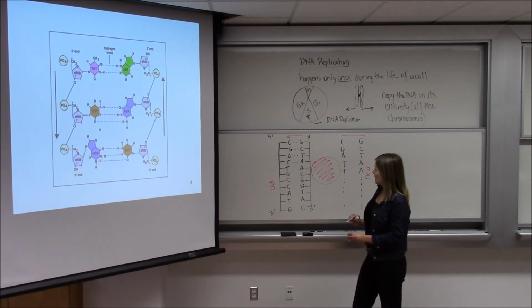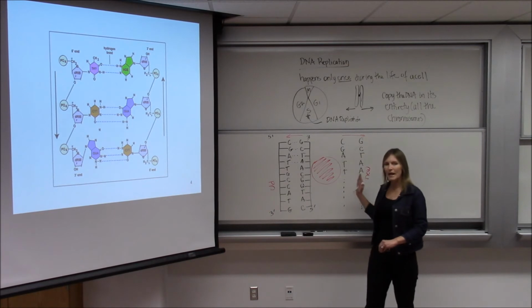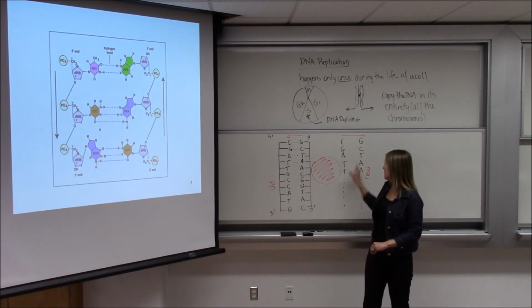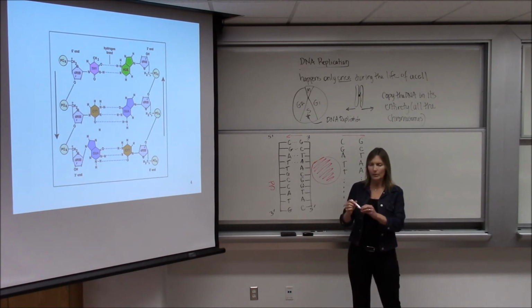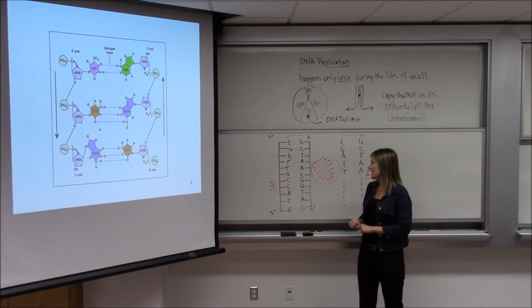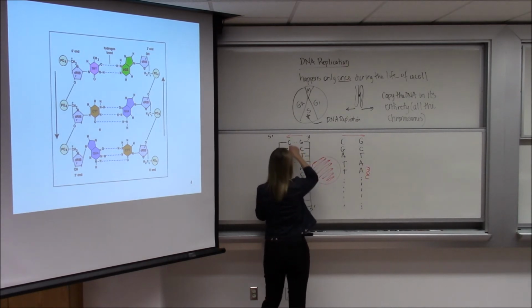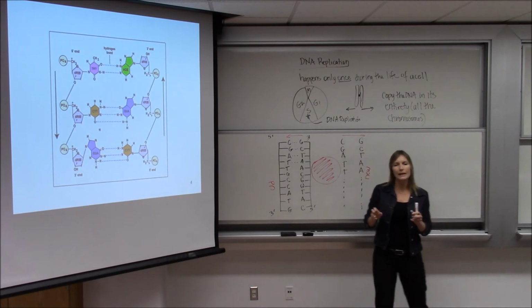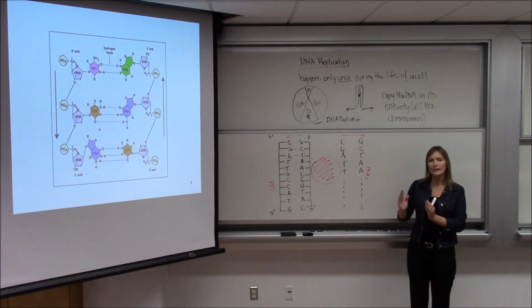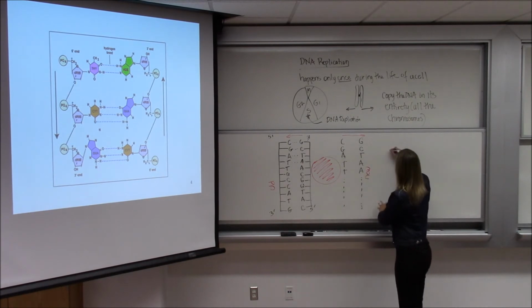Another option would be what really happens. Okay, so this is not what happens. We don't make one strand completely new and one strand completely old. Instead, what happens is these two split apart and we're going to copy each side so that our new DNA is really half old, half new. It's called semiconservative replication.